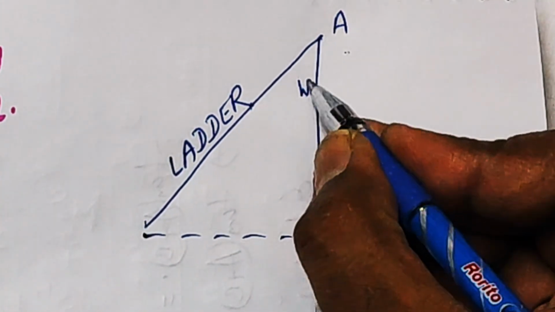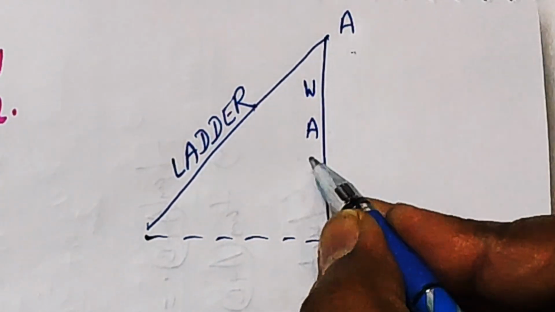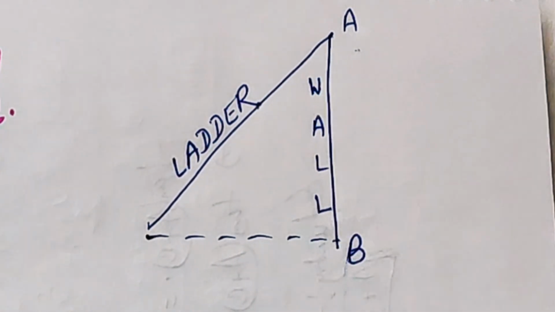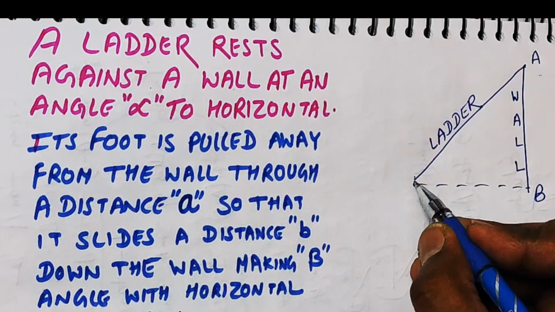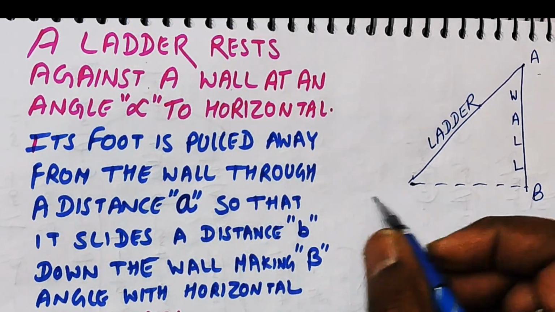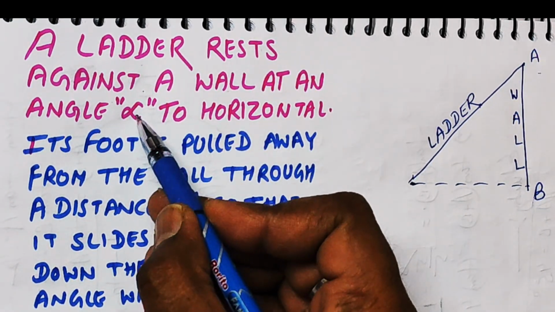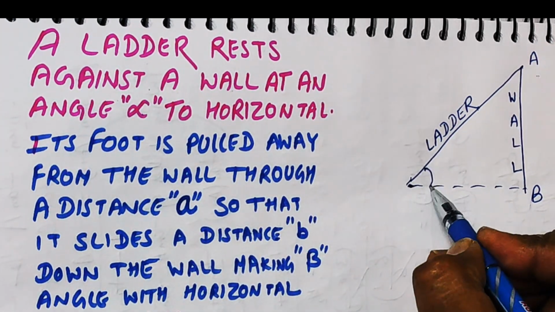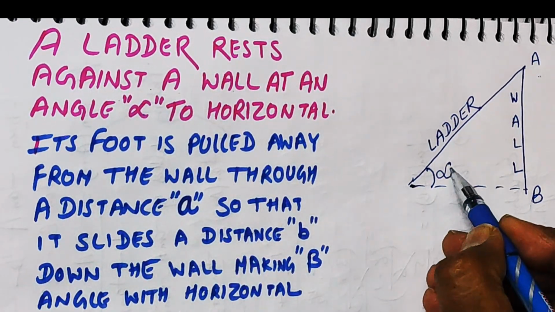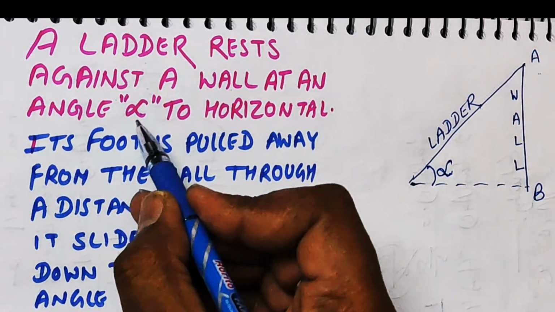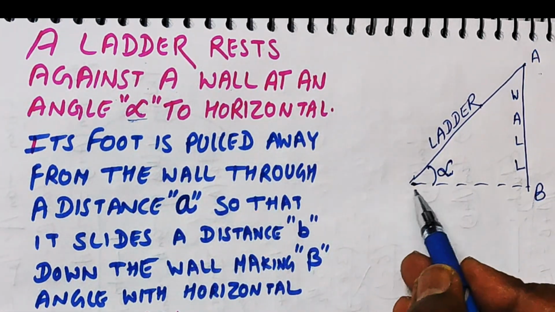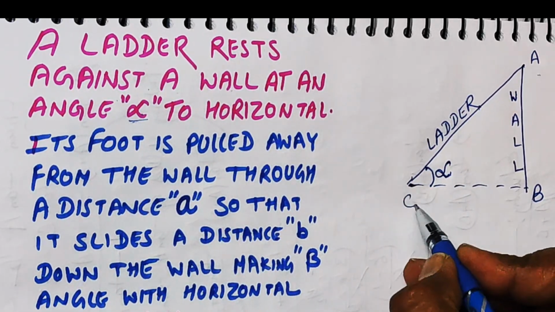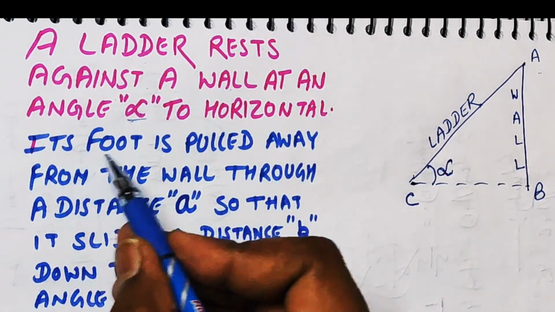So here this is the wall. Now as you can see in the question, this ladder is making an angle alpha to the horizontal. So this is the angle alpha. Now this angle alpha is mentioned, which the ladder is making with the horizontal.